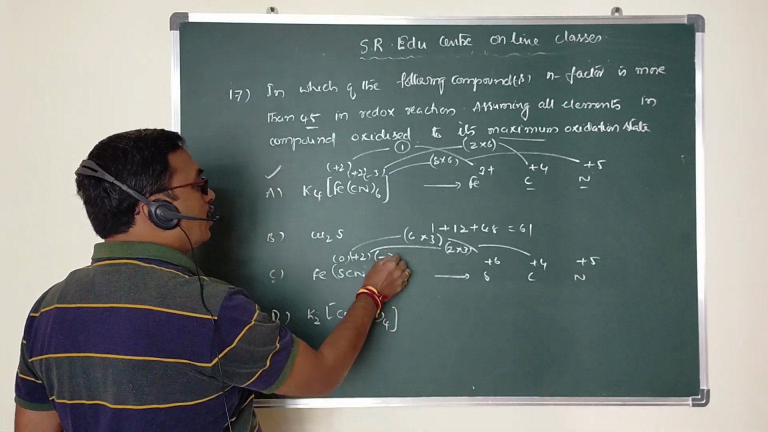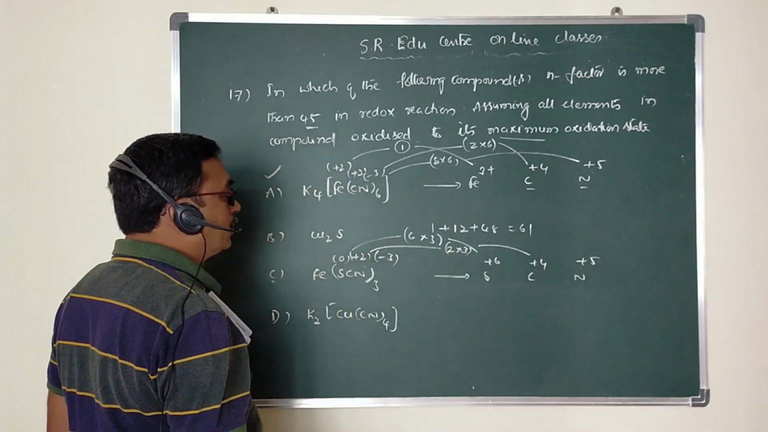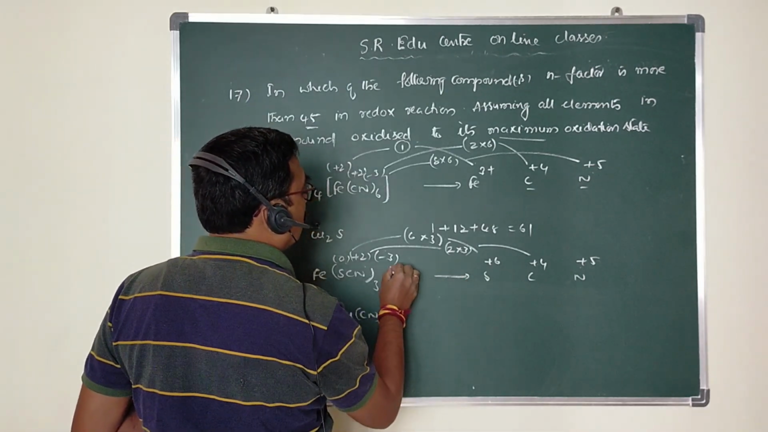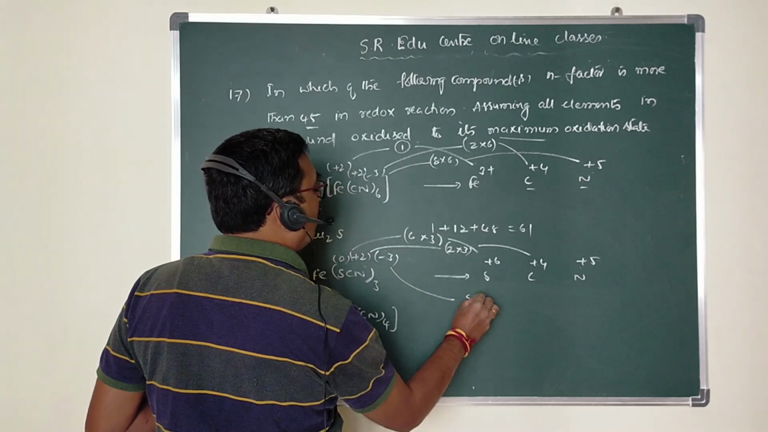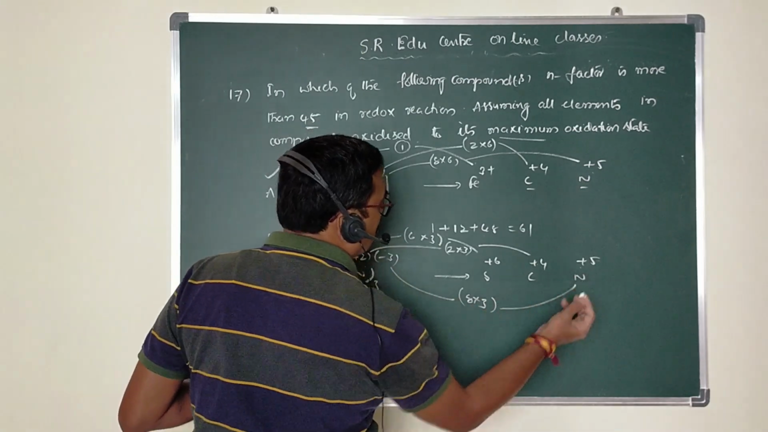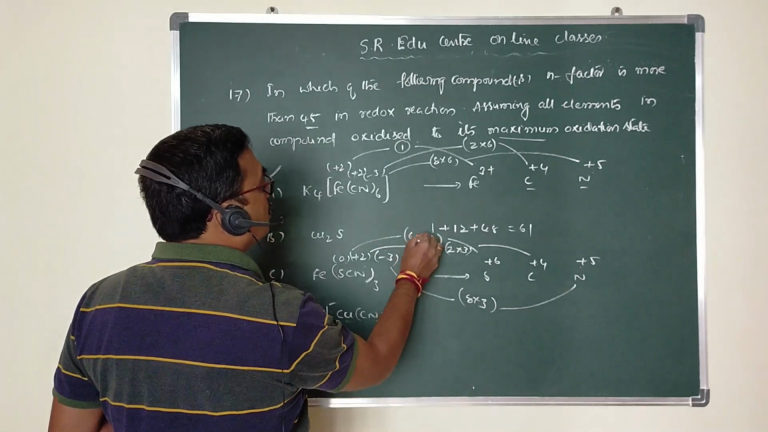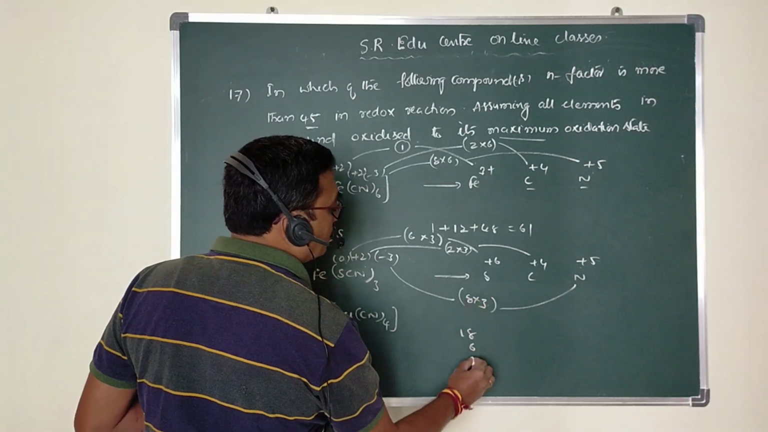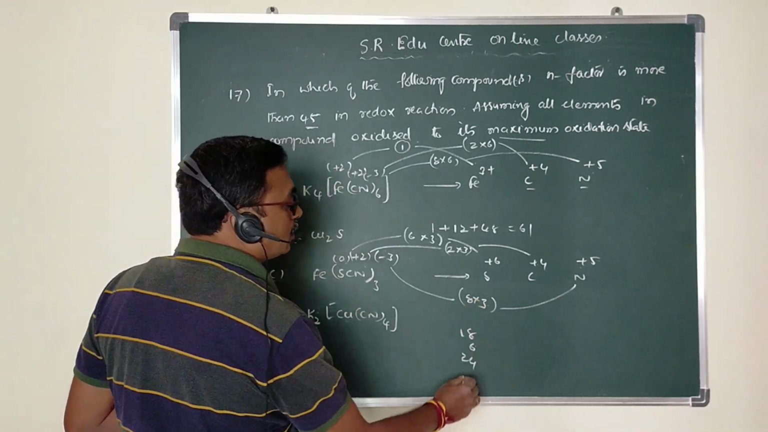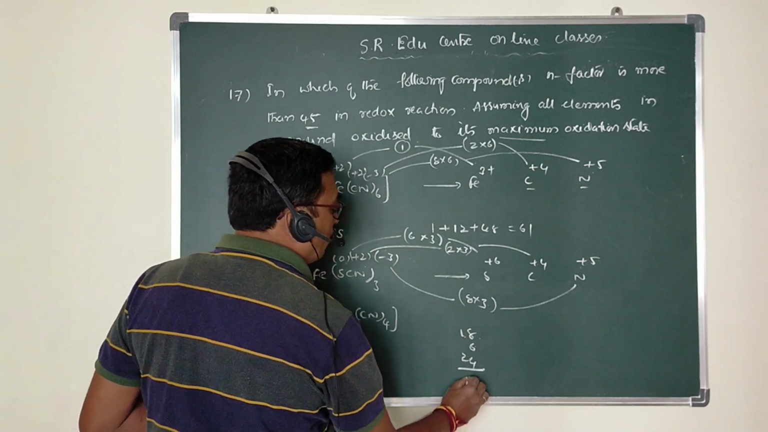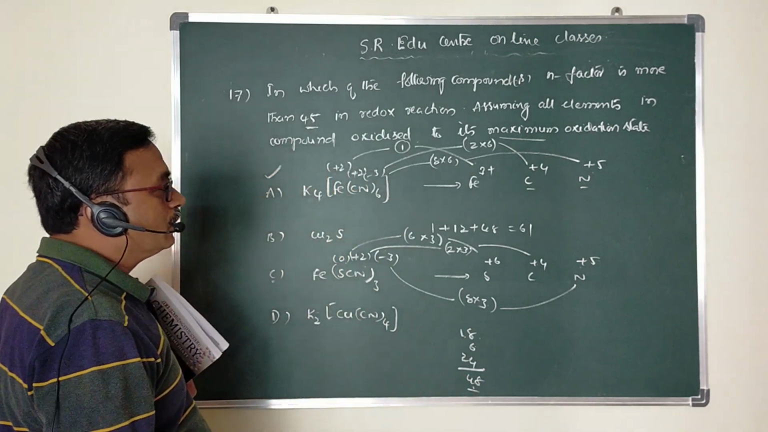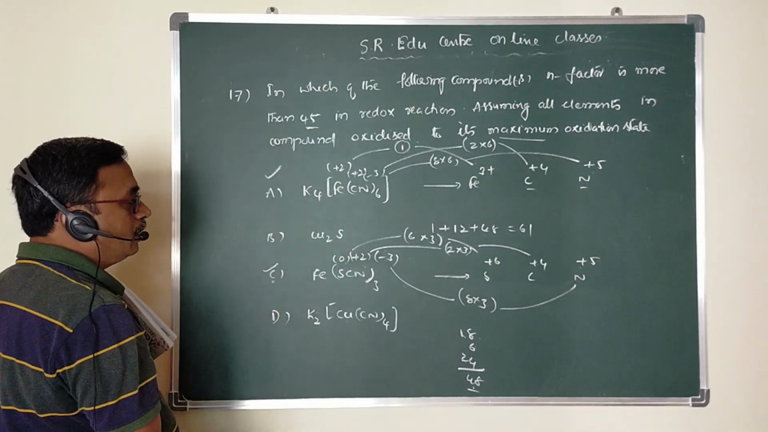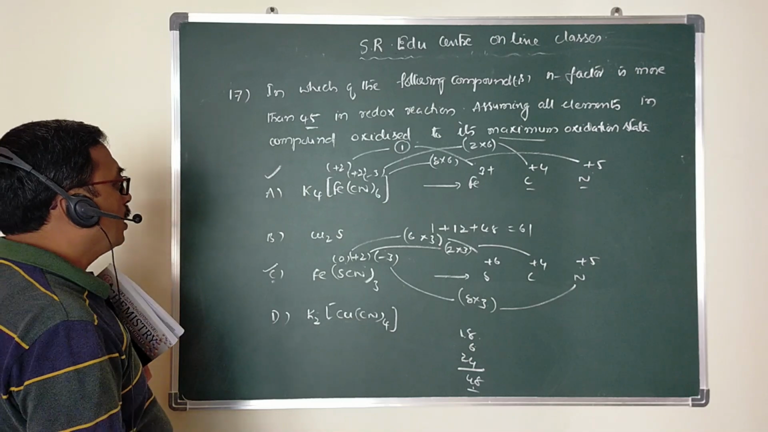Nitrogen -3 to +5 means 8. The change is 8. How many atoms are there? 3. So the total change is 6 into 3, 18; 2 into 3, 6; and 8 into 3, 24. 24 plus 6 is 30, 30 plus 18 is 48. That means here also it is more than 45. So this is also correct. If you check in the same manner in B and D, you will get less than 45. So here the answer is A and C.